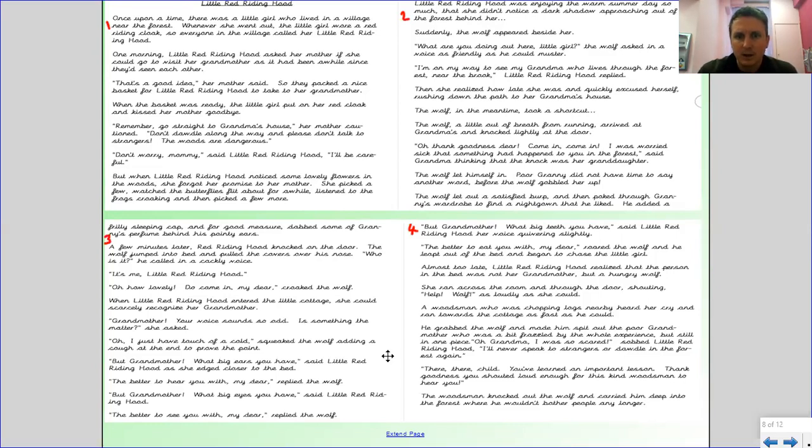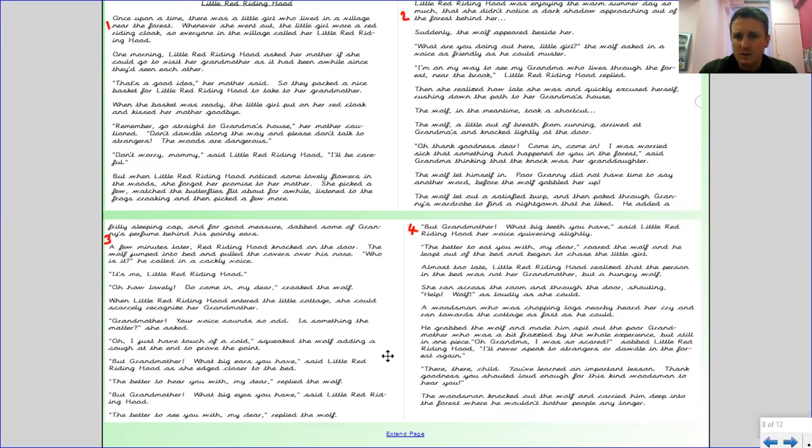chase the little girl. Almost too late, Little Red Riding Hood realised that the person in the bed was not her grandmother, but a hungry wolf. She ran across the room and through the door, shouting, "Help, wolf!" as loudly as she could. A woodsman who was chopping logs nearby heard her cry and ran towards the cottage as fast as he could. He grabbed the wolf and made him spit out the poor grandmother, who was a bit frazzled by the whole experience, but still in one piece.